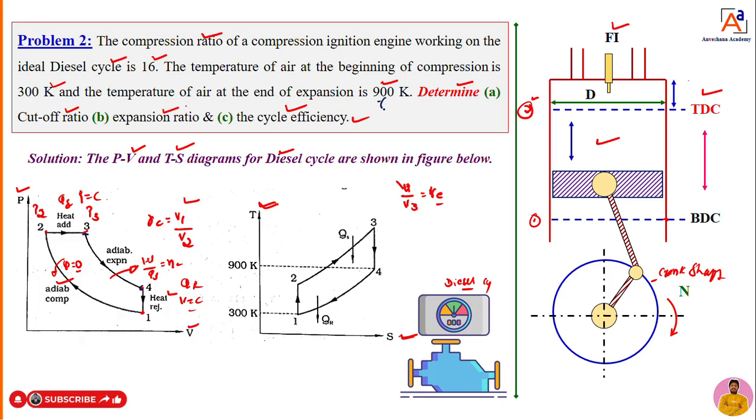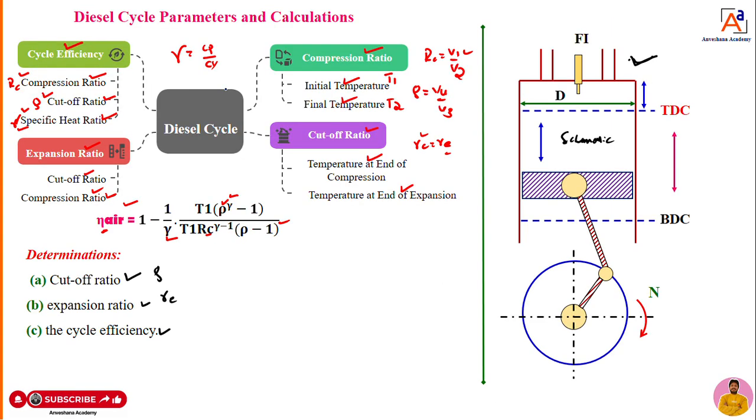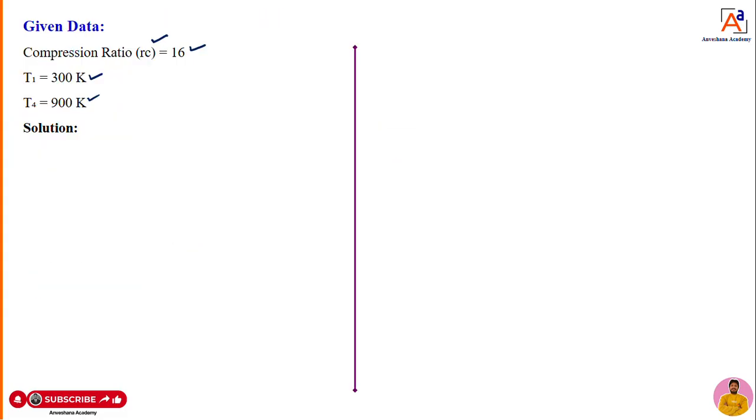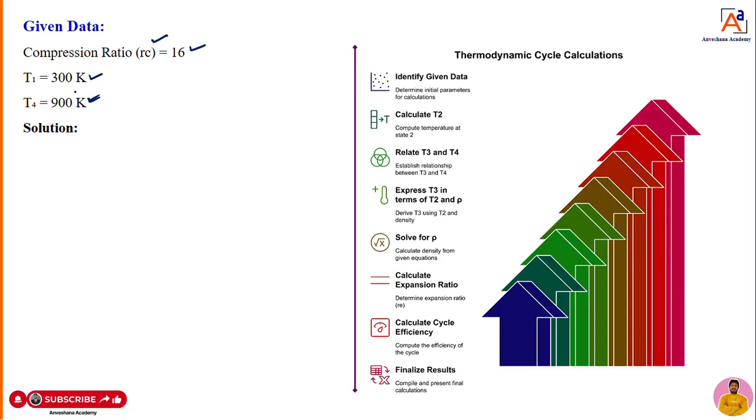Hence, what he has given, that T 900 Kelvin, is nothing but what? T4. That means T4 is equal to 900 Kelvin. That is nothing but the temperature of the air at the end of the compression. Okay, at the end of the compression, that also he has given. I will mark it as T4. Fine. Now I will solve this problem.